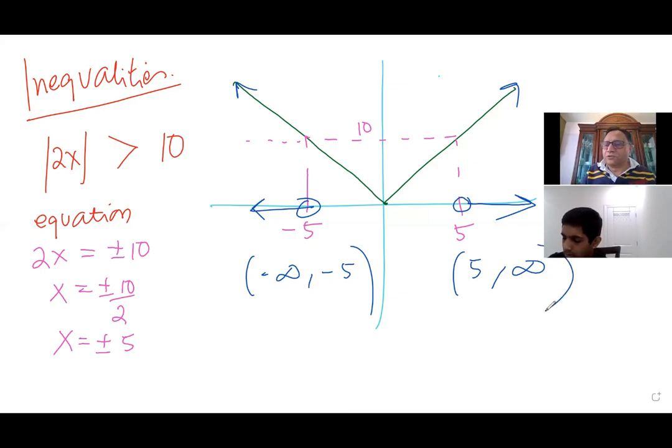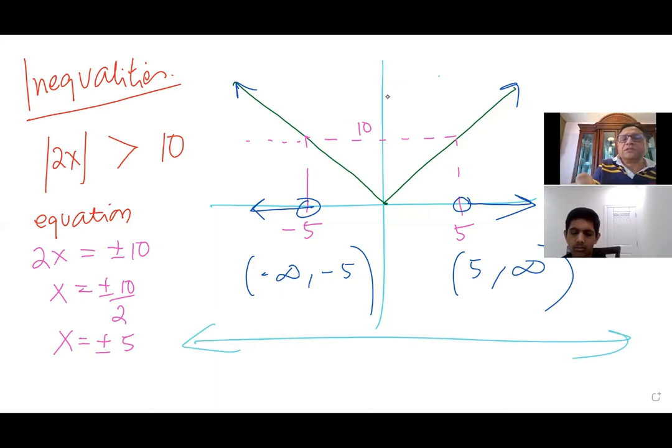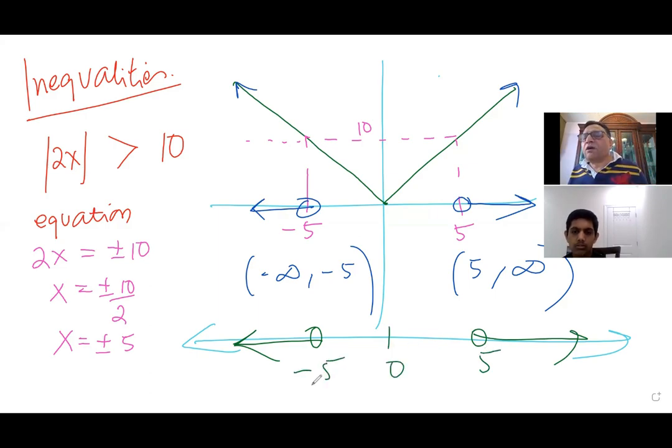Does it make sense to you? Easy and simple. Visualize it. I'd like you to spend some time visualizing it. I could also provide the same solution on a number line. Simple as that. So I'm just sketching the line below it to show you this is my solution. Does it make sense? 5 and minus 5, 0 somewhere in between. That is my solution on the number line, correct?